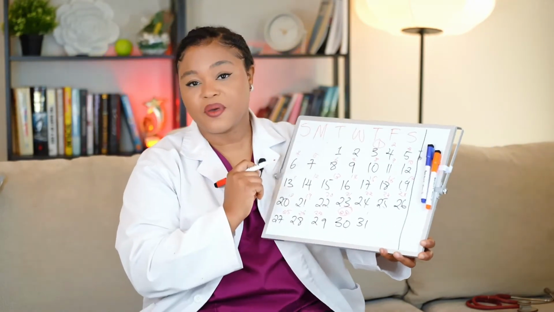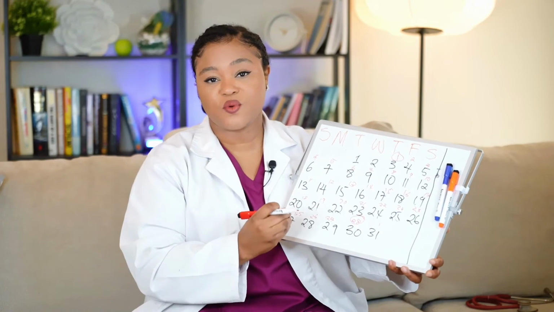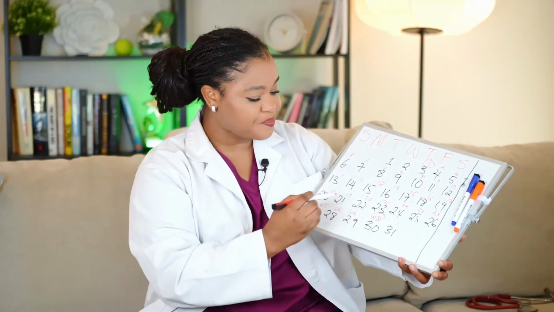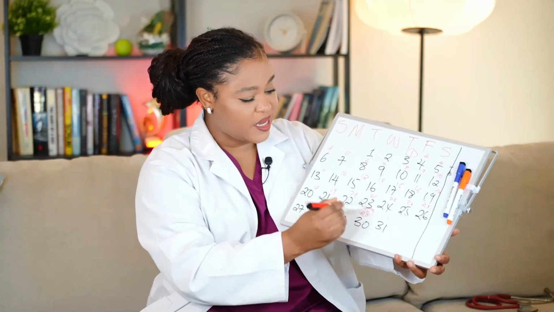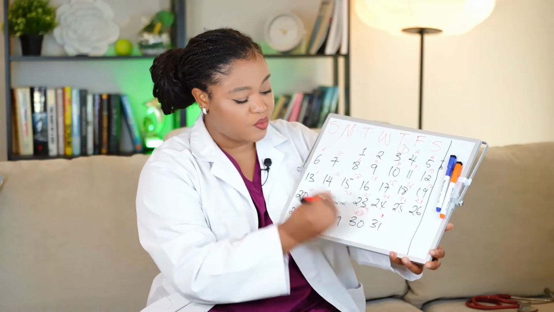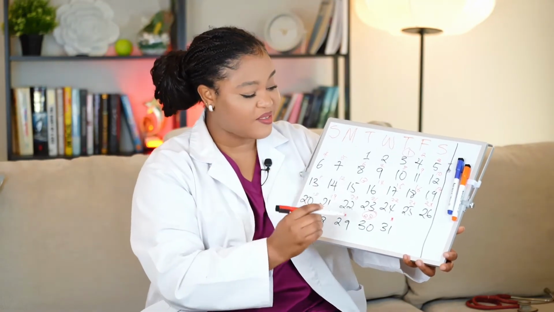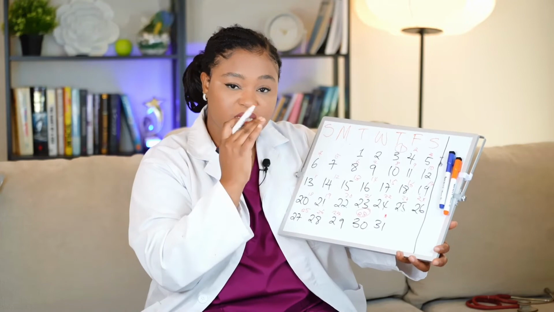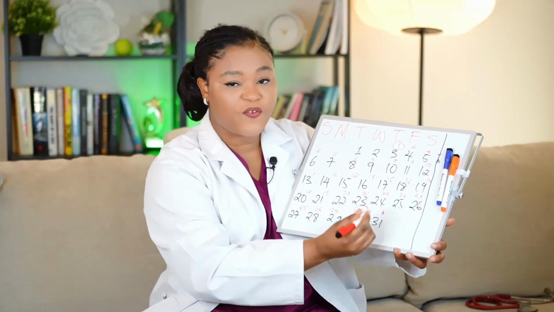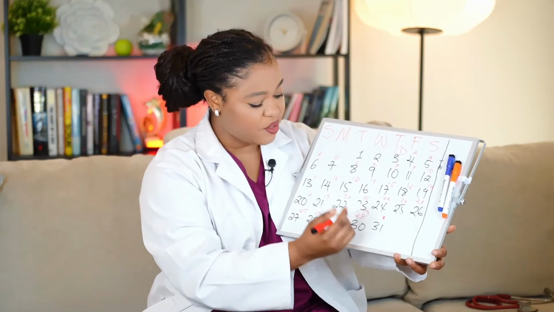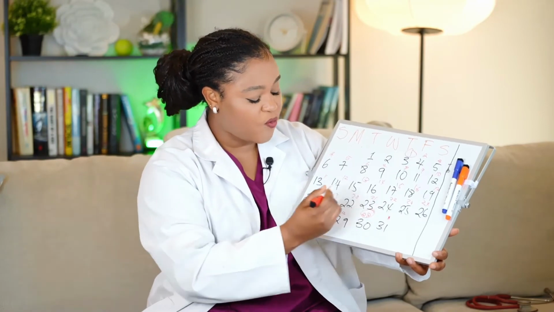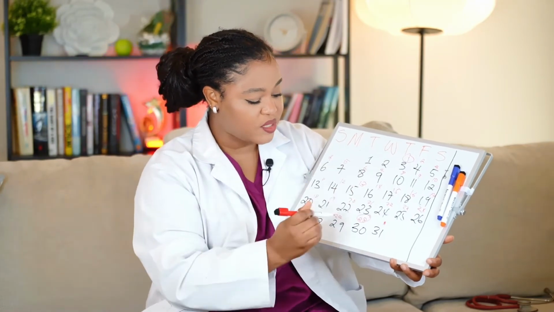So let's take the example of someone who has a 28-day cycle. So this is day 28, and this is the day before you're supposed to menstruate next. And we have said that the luteal phase is 14 days before your next period. So you count and go backwards by 14 days.